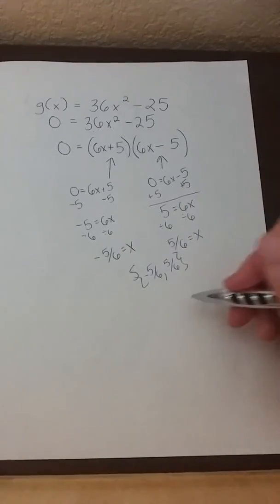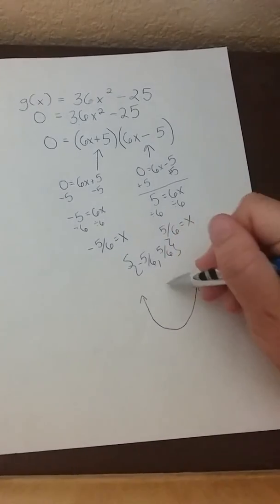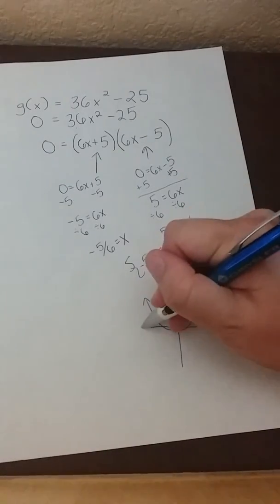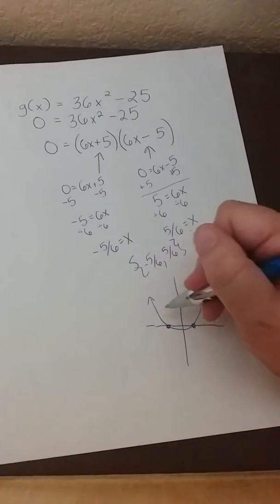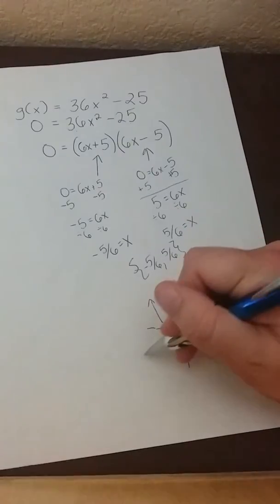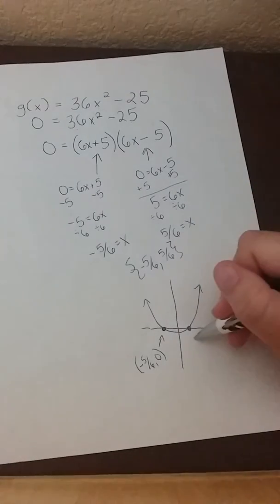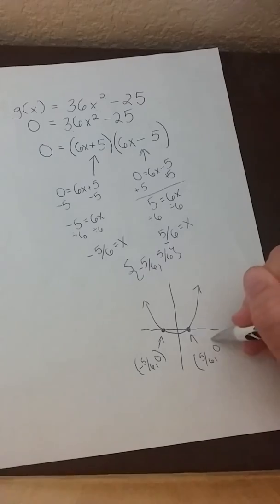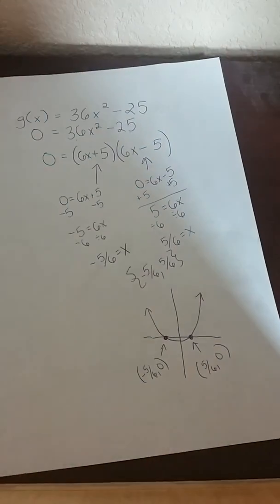So if I graphed this problem, we'd have our parabola shape. My zeros would be here and here. And this one would be negative 5/6, 0. And this one would be positive 5/6, 0. So that's how you find the zero of a quadratic function.